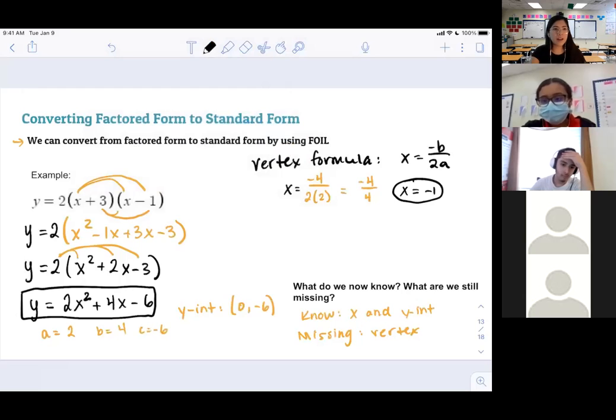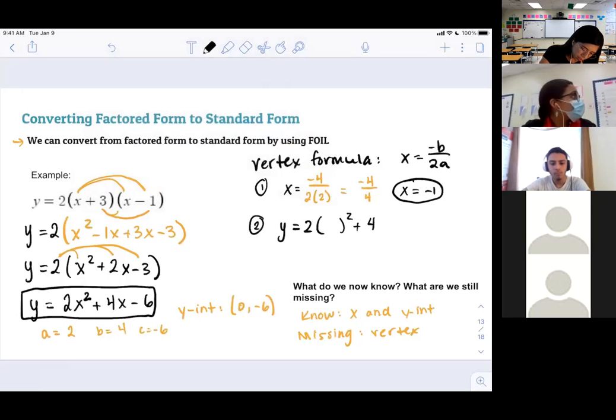Now what do I do with that? Plug it back in. Good. So now we plug it in. Y equals 2 times blah, blah, blah squared plus 4 times blah, blah, blah minus 6. I plug in negative 1 everywhere.